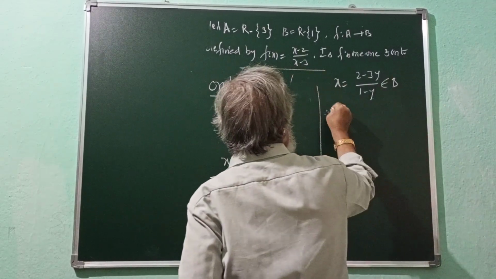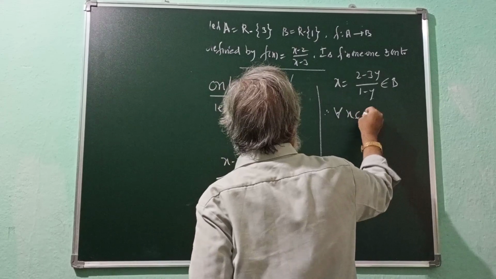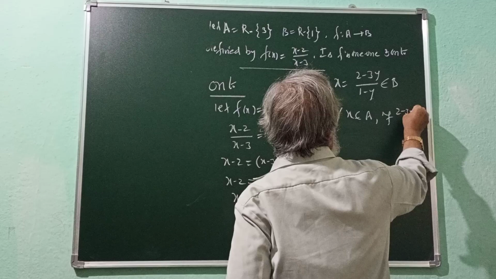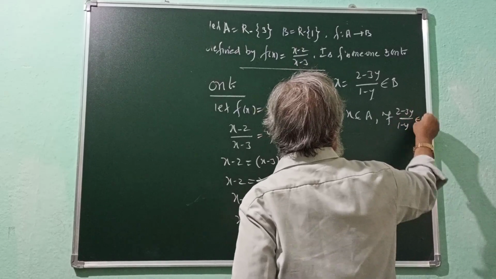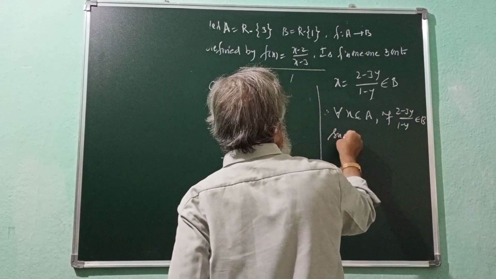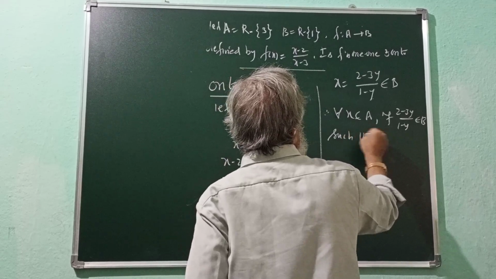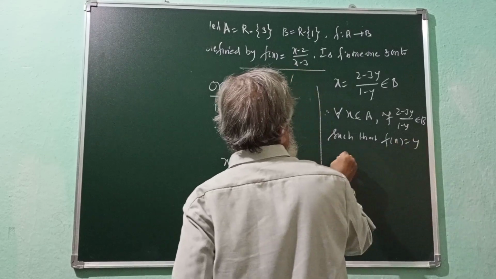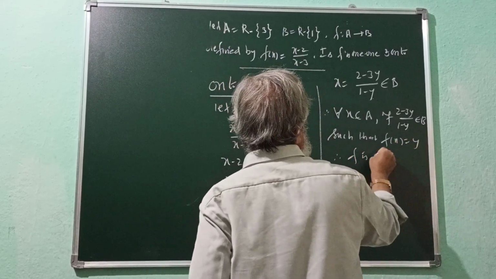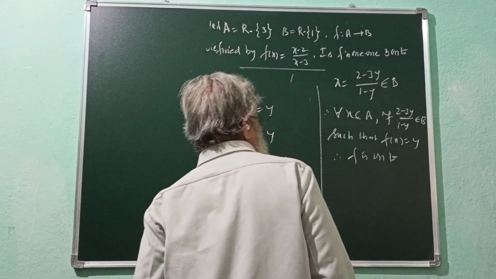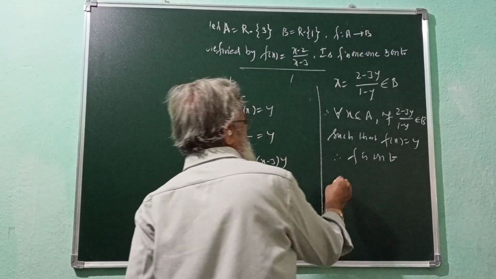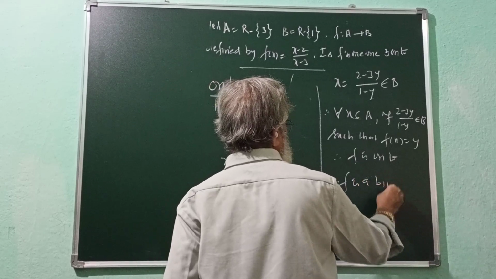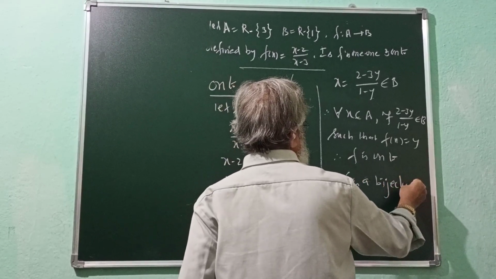Therefore we write, for every y belongs to B, there exists x equal to (2 minus 3y) by (1 minus y) belongs to A such that f of x is equal to y. Therefore, f is onto. We see that f is both 1-1 and onto. Therefore, we can say that f is a bijection.